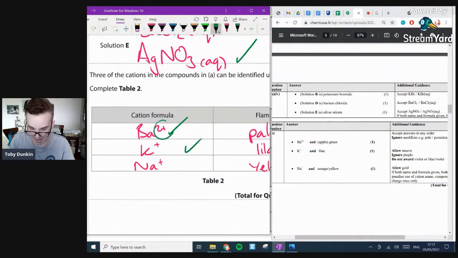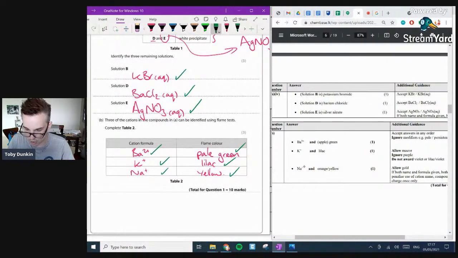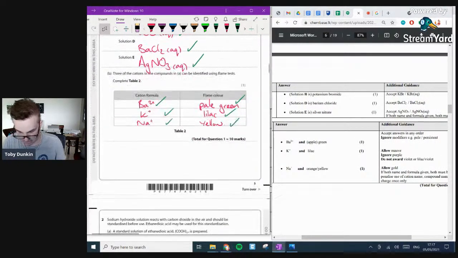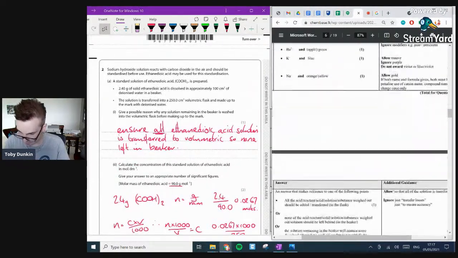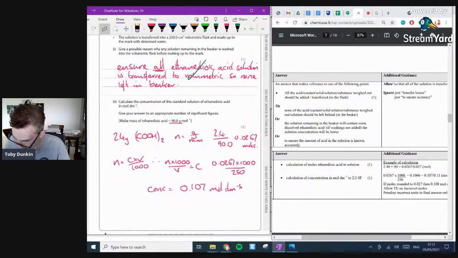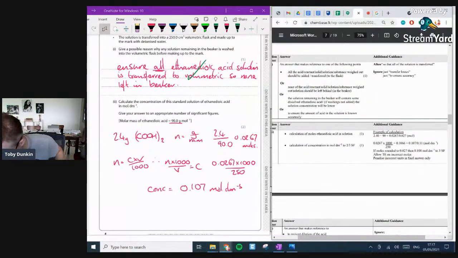Can I please stress: please don't forget your charges. The most common mistake with this is people just write down the symbols and they'll lose their mark. Do watch it. Orange slash yellow, allow gold. Interesting. Orange slash yellow. Ensure all the ethanedioic acid is transferred to the volumetric flask and none is left in the beaker. All acid weighed out should be transferred to a flask. Give myself it. Next, concentration.